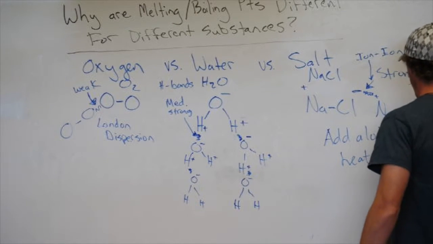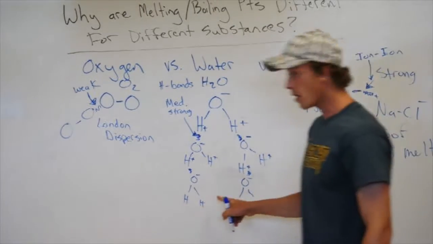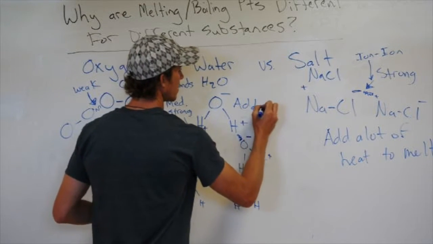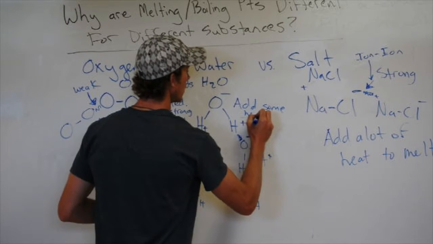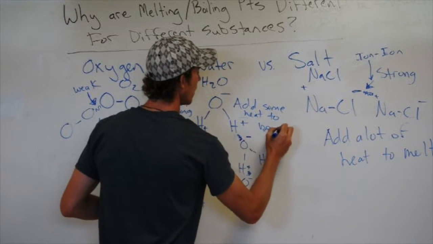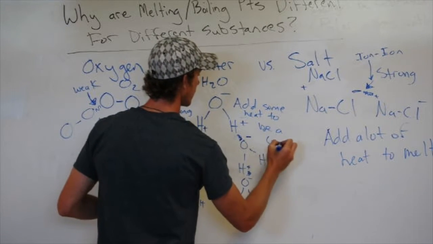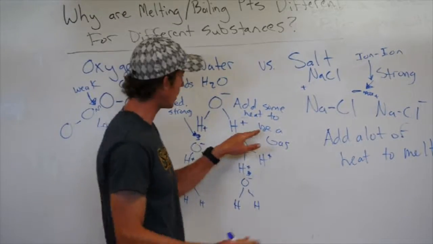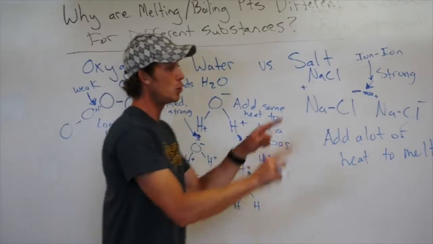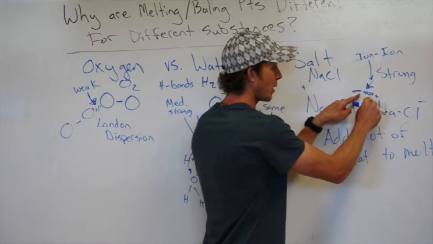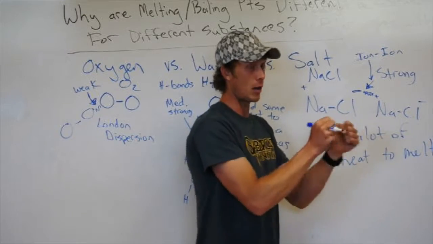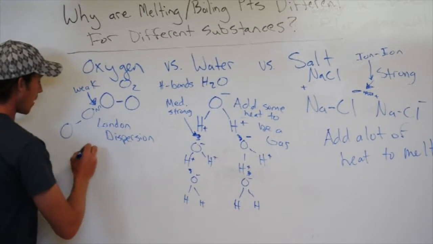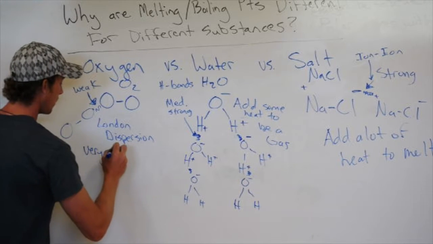You got to add a lot of heat to melt. Okay? Here, you have to add some heat, so I'll just put it right here, add some heat to be a gas. Okay? To boil water, you need to add some heat because you got to break these attractions. To melt salt, you would have to break these attractions here and make it looser so they would become a liquid. Here, you don't have to add much, there's very little heat, very little.